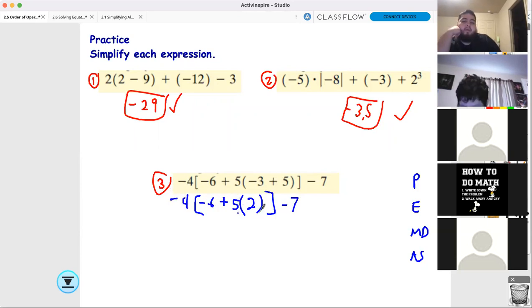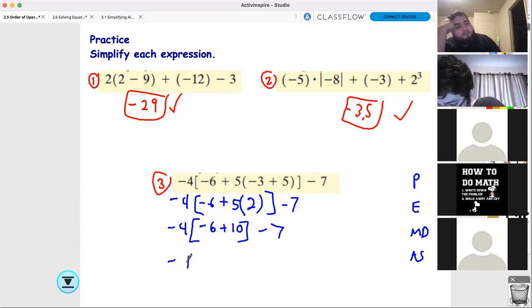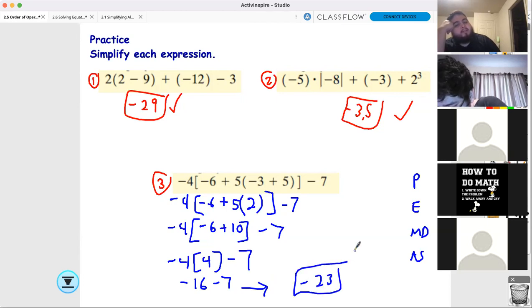And then we're gonna go ahead, remember, multiplication before addition, right? So we have to multiply 5 and 2. So then we get -6 plus 10. -6 plus 10, you owe the bank 6, but you put $10 in. So you're gonna have $4 to your name. -4 times 4 is -16 minus 7 becomes -23. You owe the bank 16 and you bought something for $7 even though you owe the bank, and now you owe them $23.